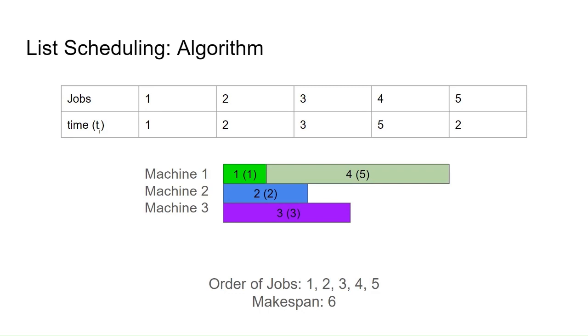And last but not least, we reach job 5, and that will be assigned to machine 2. Now, with all the jobs assigned to a machine, we can see that the makespan is 6 time units, because that's the maximum load of machine 1, which is the time 1 from job 1 plus the time from job 4, which is 5 time units, and that's how we get a makespan of 6.